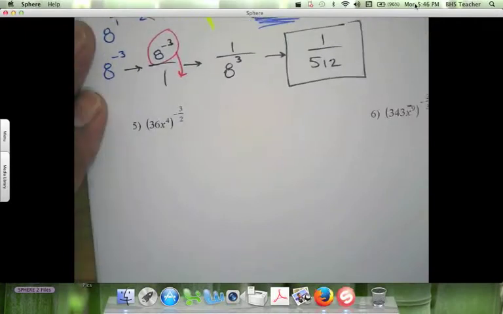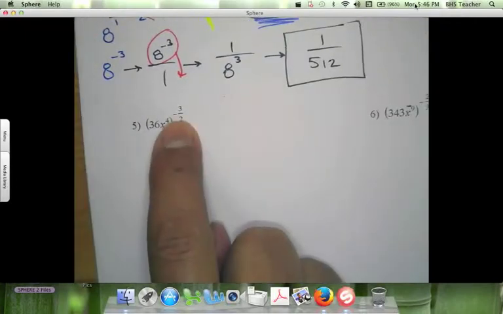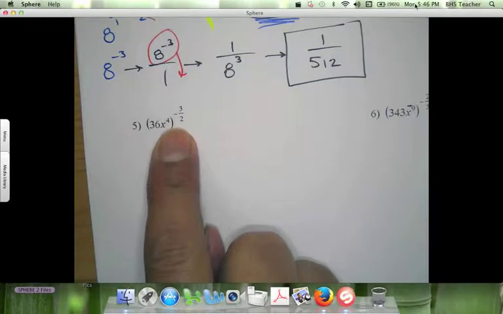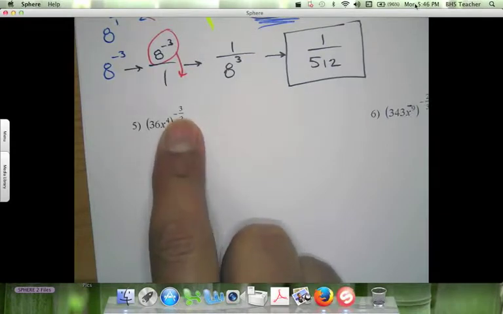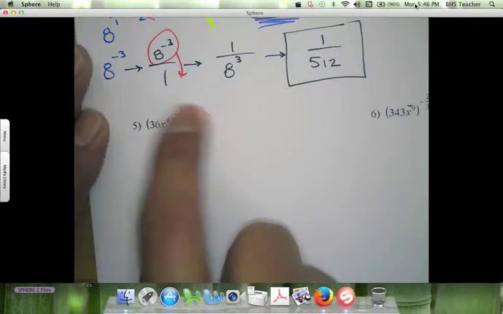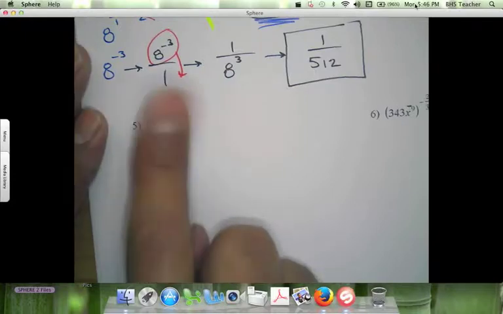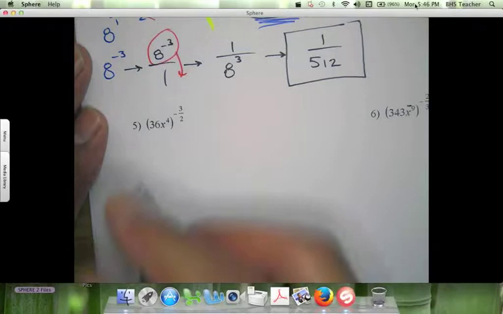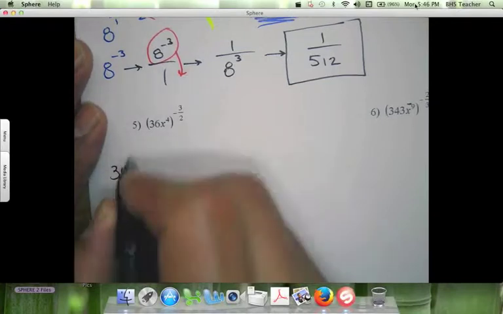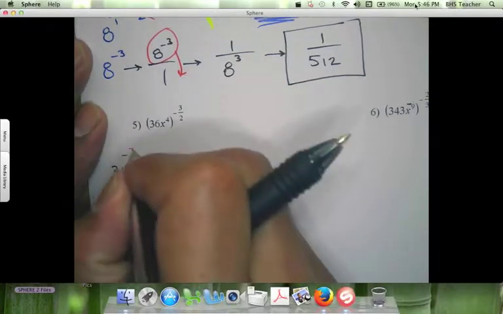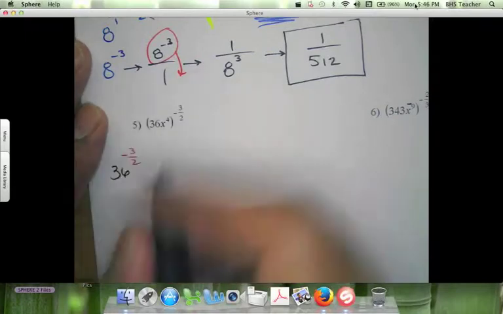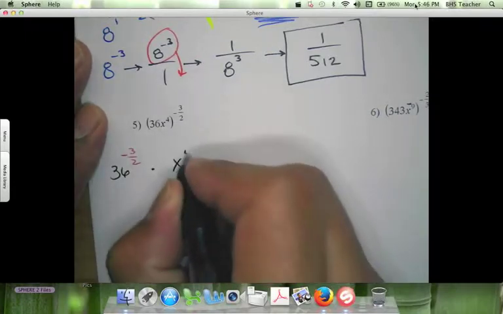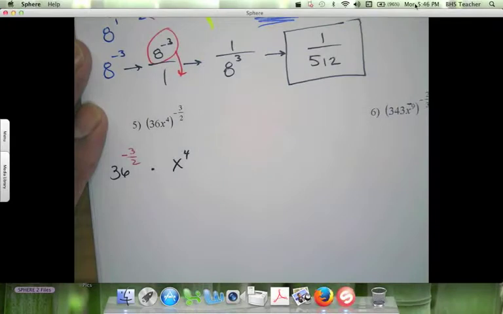Okay. So just like you saw in the last assignment, you had a positive exponent. Now what do you do when it's a negative exponent? Again, you just work with the bases and exponents. The negative you're going to take care of last anyways. So we know this is 36 to the power of negative 3 over 2. And then this is an x to the 4, also to the power of negative 3 over 2.